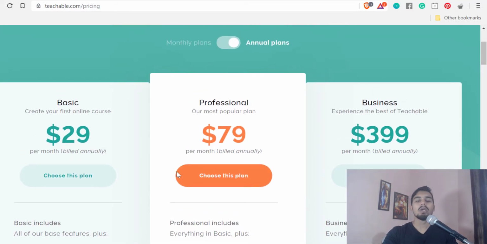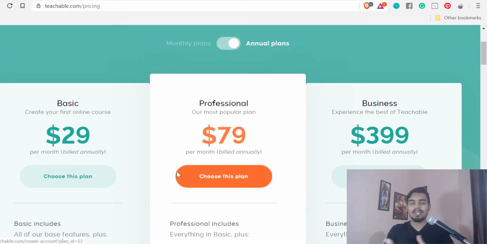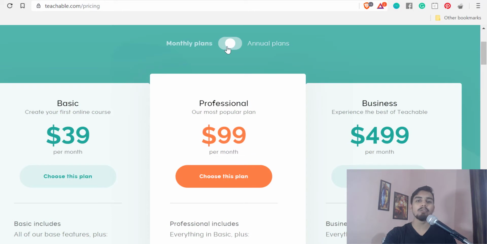Okay, now let's talk about the pricing. It will cost you around $39 a month. It's a recurring payment you have to give, or you can get annual plans. Annual plans start at $29 per month, and you have to pay that annually. Once you switch to monthly, you have to pay $39. So you will be saving $10 with the annual plan.